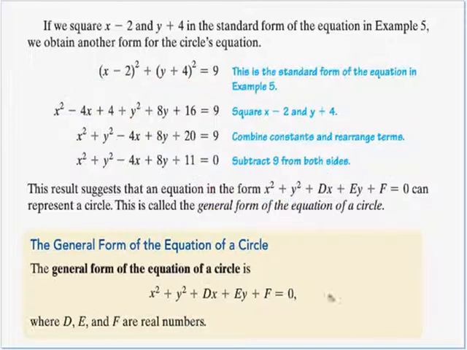And that's what they talk about down here in this box, general form of an equation of a circle. It's just in this form. You're going to have an x squared and a y squared. Notice there's no coefficients there. Those have to be 1s. And then you're going to have some number times x and some number times y, and then a constant, all equal to 0.